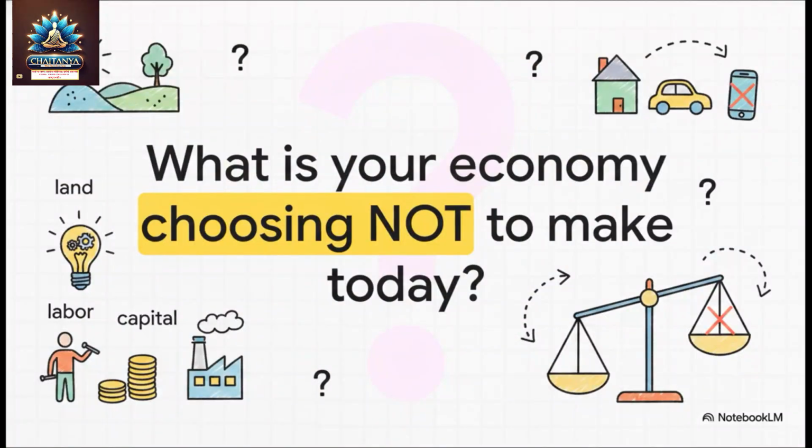And that brings us to the ultimate reality of production. We only have so much land, labor, capital, and entrepreneurship to go around. Since every single choice to produce something inevitably leaves something else unproduced, I want to leave you with this. Look around at the goods and services you consume today. What is your economy choosing not to make in order to provide those for you?